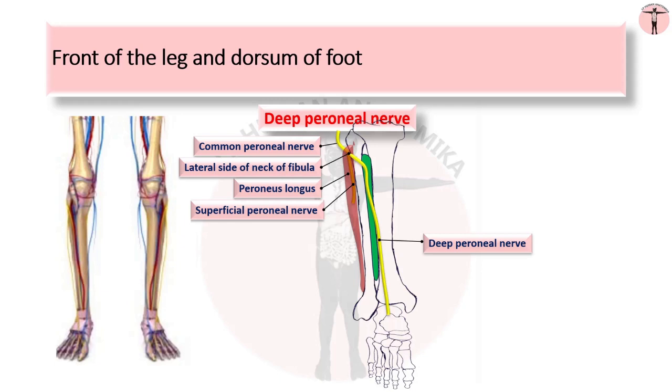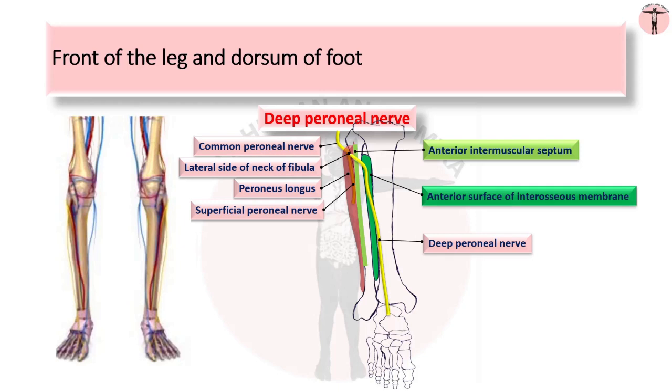The deep peroneal nerve passes anteromedially, piercing the anterior intermuscular septum that separates the lateral from the anterior compartments of the leg, reaches the anterior surface of the interosseous membrane, passing deep to the extensor digitorum longus. On the interosseous membrane, it meets and descends with the anterior tibial artery.